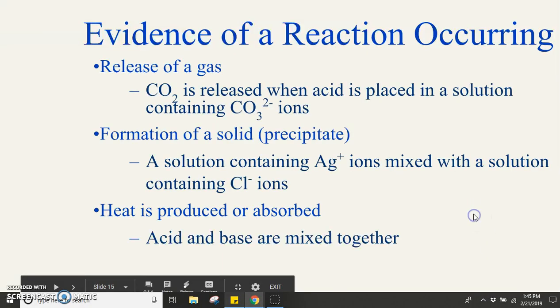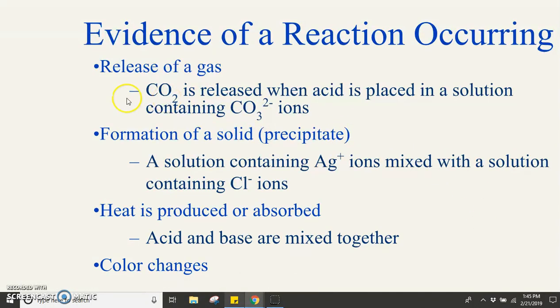So what are some evidence that a chemical reaction is occurring? When I mix two things together, how do I know a reaction is actually happening? You might have release of a gas. That's called effervescence. Like carbon dioxide is going to bubble off, or hydrogen gas will bubble off. That tells you something's happening.